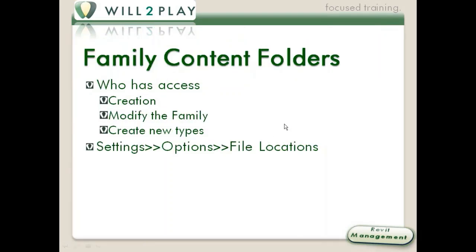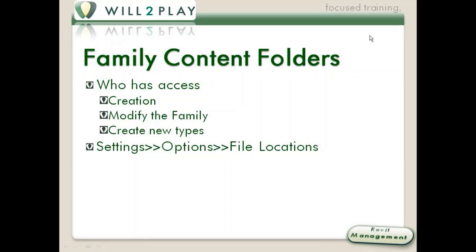So the creation, modify, and create new types. These are the family itself. You can do one of three things to a family. You can create a family, you can modify a family file itself, or you can modify the type information. Okay? And then we are also going to talk about where these files are, like how to get access to them a little easier. But first, let's talk about who has access to do one of these three things: the creation of the family, the modification of the family, and the creation of new types.